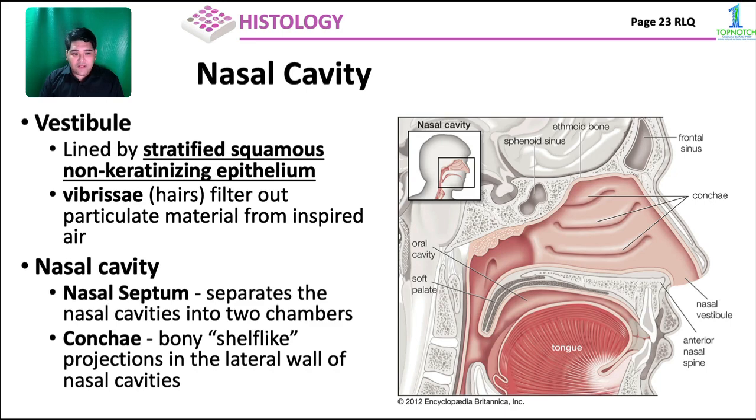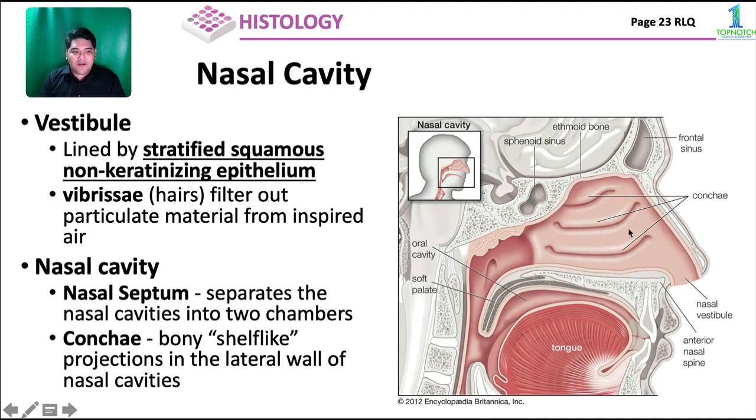Starting with your nasal cavity, you have your vestibule. Okay, this is your nasal vestibule lined by a stratified squamous non-keratinizing epithelium. Diyan, meron kang mga hairs that filter out the particulate material from inspired air. This is your vibrissae.